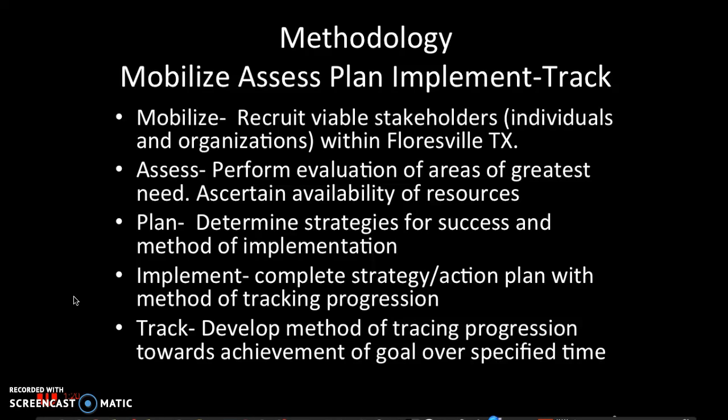To mobilize, we recruit viable stakeholders, individuals, and organizations within the community who have a vested interest in its growth. Assess by performing an evaluation of areas of greatest need and the ability to ascertain the availability of resources. Plan determines strategies for success and the method of implementation. Implementation is completing strategies or action plans with a method of tracking the progression, and tracking is developing a method of tracing progression towards achievement of a goal over a specified time period.